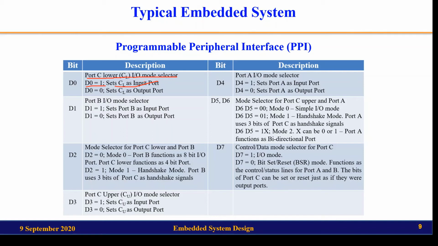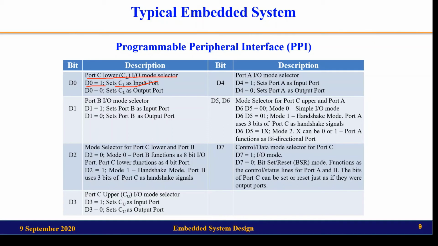So here also port B is nothing but an 8-bit port. So when you set that bit as 1, it is considered as an input port. And if you set that as a 0, it is considered as an output port.